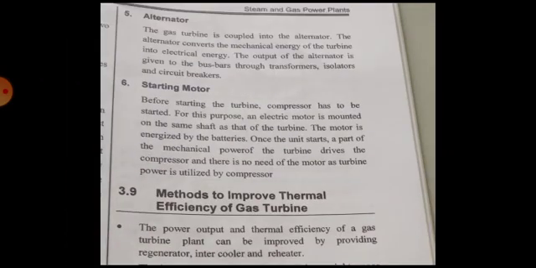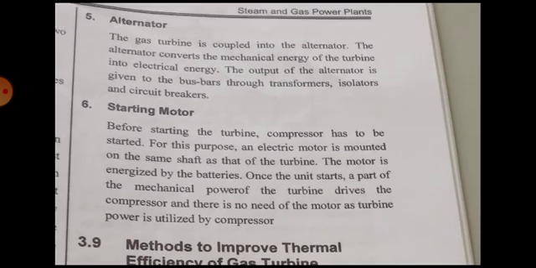Then, the next component is the alternator. The gas turbine is coupled to the alternator. The alternator converts the mechanical energy to electrical energy. The output of the alternator is given to the bus bars through transformers, isolators, and circuit breakers.